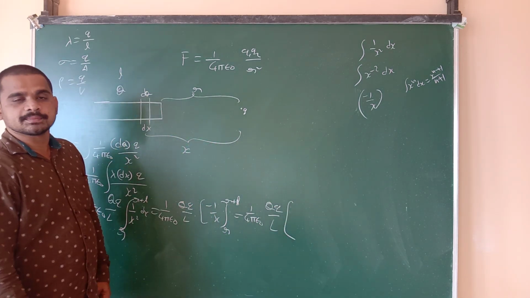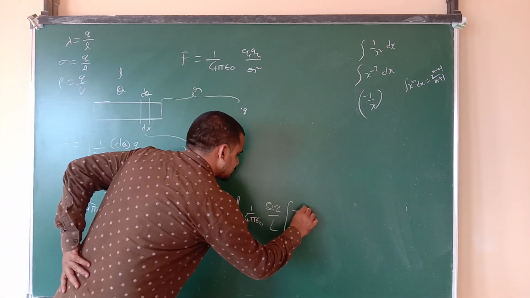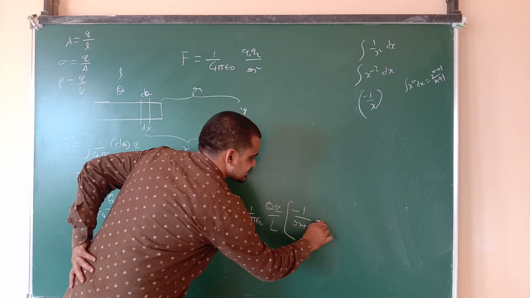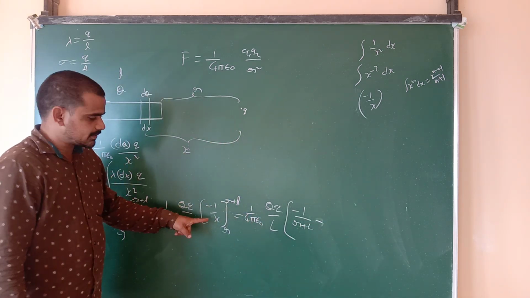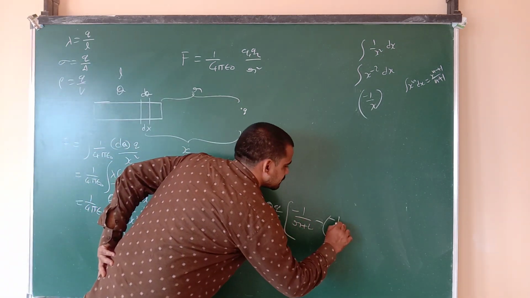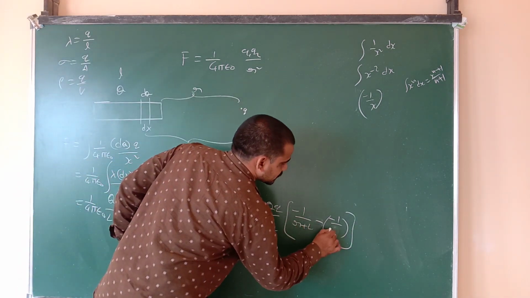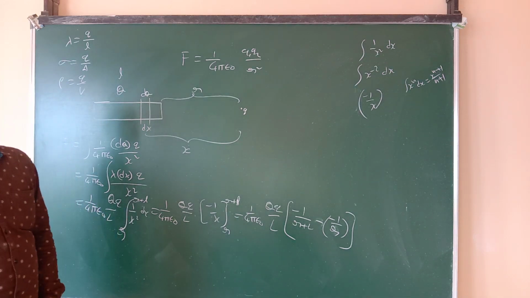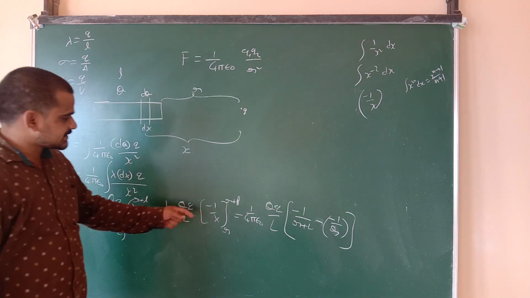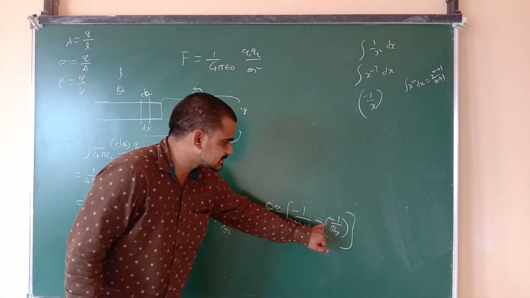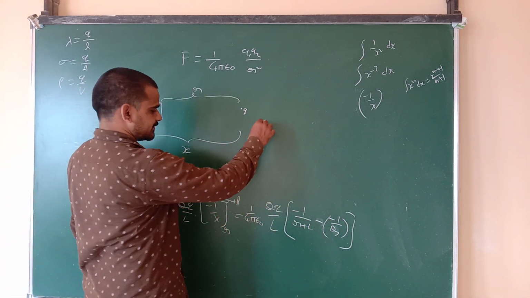Apply the limits. How to apply the limits? First we take the upper limit. What is the upper limit? R plus L. Minus, upper limit minus lower limit. Here I am having minus of the lower limit, R. First we have to write this value in the place of x. Minus lower limit. Minus of minus, plus we get here. So on simplifying we will get the answer.